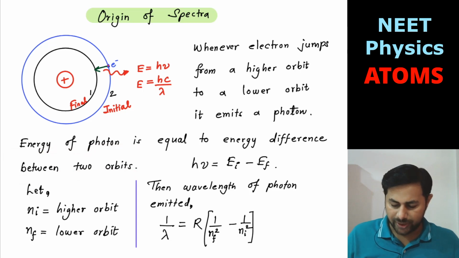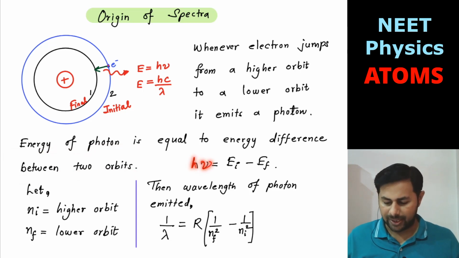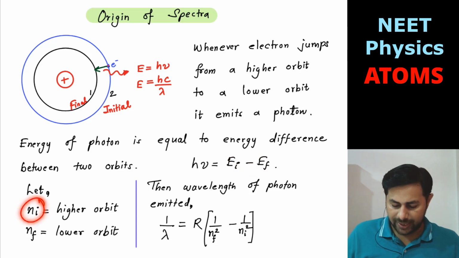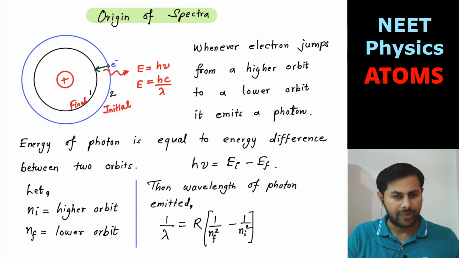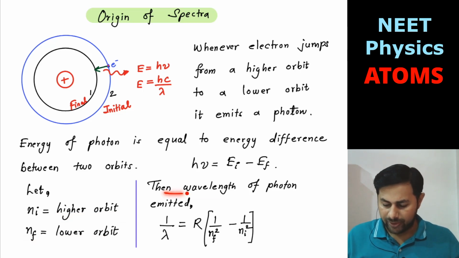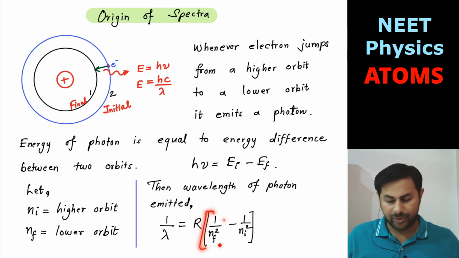The energy of the photon is h nu, that is hc by lambda, and it is equal to Ei minus Ef. Then suppose Ni is the number of the initial higher orbit and Nf is the number of the final lower orbit. The wavelength of the photon emitted is given by this formula: 1 by lambda is equal to R multiplied by 1 by Nf square minus 1 by Ni square.